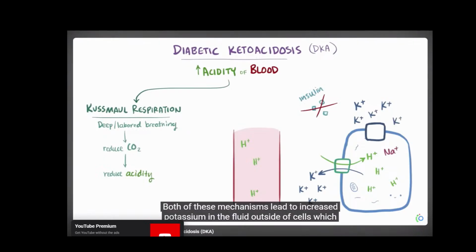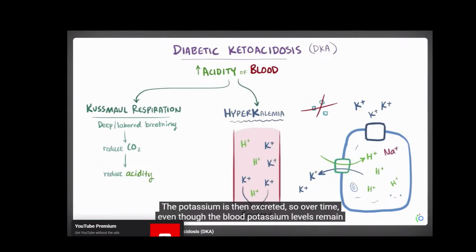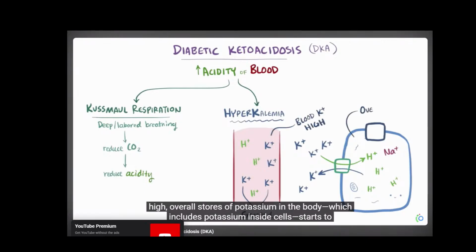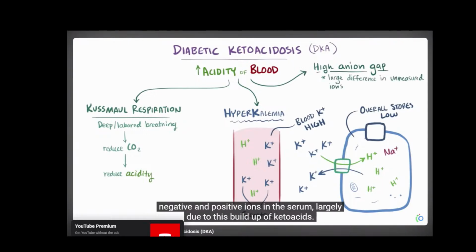Both of these mechanisms lead to increased potassium in the fluid outside cells, which quickly makes it into the blood and causes hyperkalemia. The potassium is then excreted. So over time, even though the blood potassium levels remain high, overall stores of potassium in the body, which include potassium inside cells, start to run low. Individuals will also have a high anion gap, which reflects a large difference in the unmeasured negative and positive ions in the serum, largely due to the buildup of keto acids.